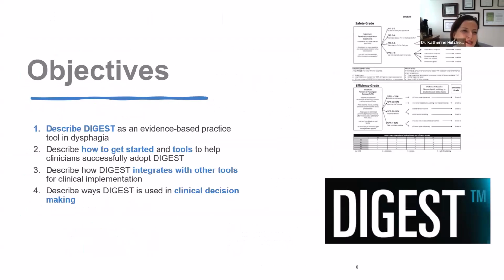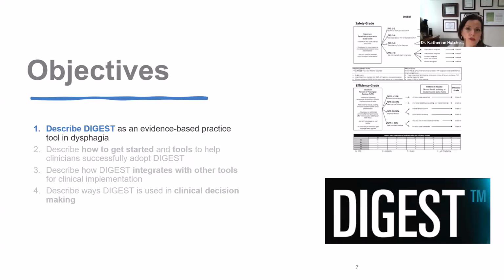But we'll get into the course objectives at this point, broken down into 4 goals. My goal is to give us at least 10 to 15 minutes for Q&A. So we'll try to cover this in about the next 45 minutes, which includes a description of Digest as an evidence-based practice tool in dysphagia, how to get started using Digest and the tools that are available to help clinicians successfully adopt Digest, thinking about how Digest integrates with other dysphagia practice tools, and describing ways that we can use Digest in our clinical decision making.